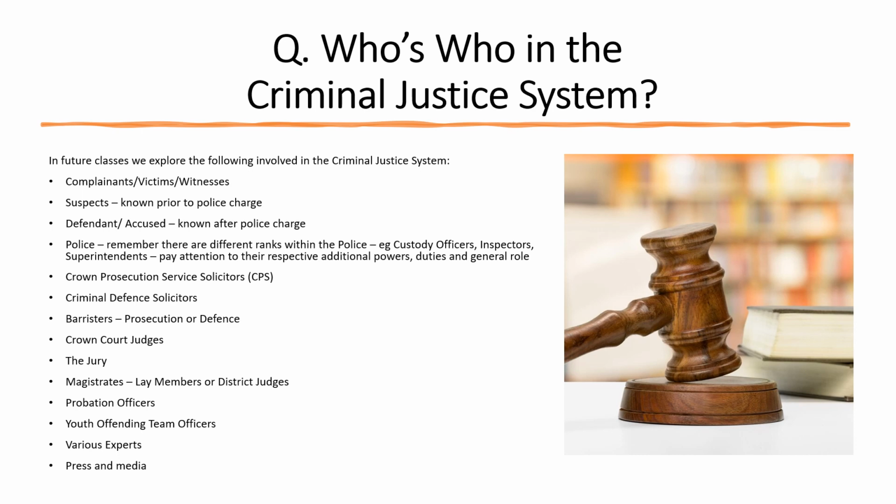Police, remember, there are different ranks within the police, for example, custody officers, inspectors, superintendents. Pay attention to their respective additional powers, duties and general role. The Crown Prosecution Service solicitors, the criminal defence solicitors, barristers, and they could be acting for both prosecution or defence, the Crown Court judges, the jury, magistrates, lay members or district judges, probation officers, youth offending team officers, various experts, and the press and the media.